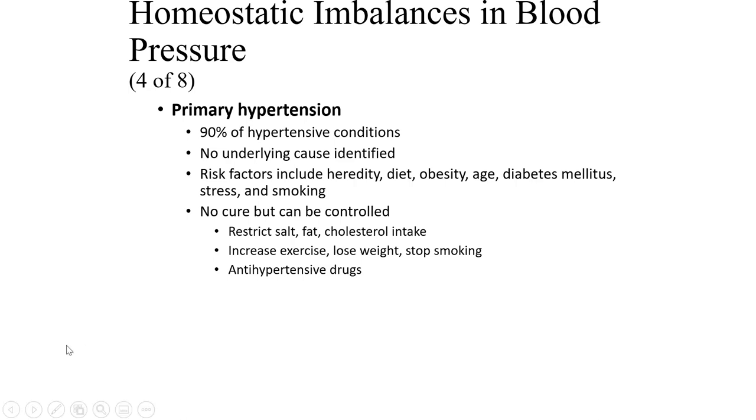Primary hypertension, which is pretty much 90% of hypertensive conditions, has no identifiable underlying cause. Risk factors include heredity, diet, obesity, diabetes, stress, and smoking. You cannot cure it, but you can control it.